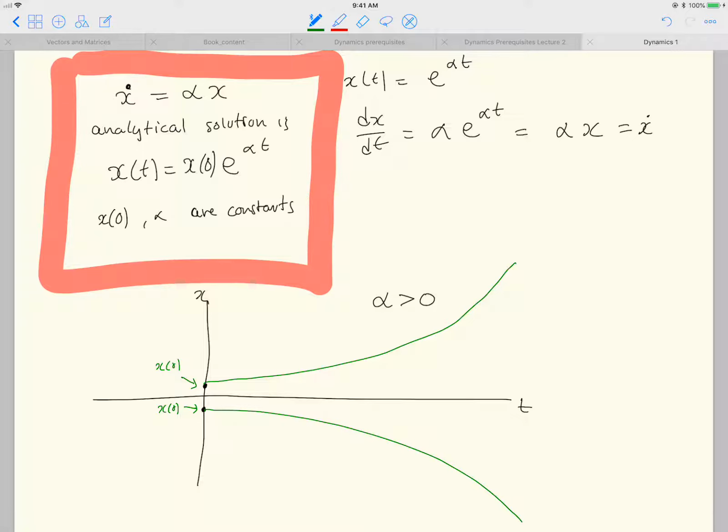So if alpha is bigger than 0, things are going to move away exponentially, literally exponentially, right? They're going to move away exponentially from x equals 0. So this horizontal line right here, this axis is the x equals 0 axis, and you can see that when alpha is bigger than 0, we're moving away from that. And you move away from that exponentially. So how about when alpha is less than 0? What is that going to look like?